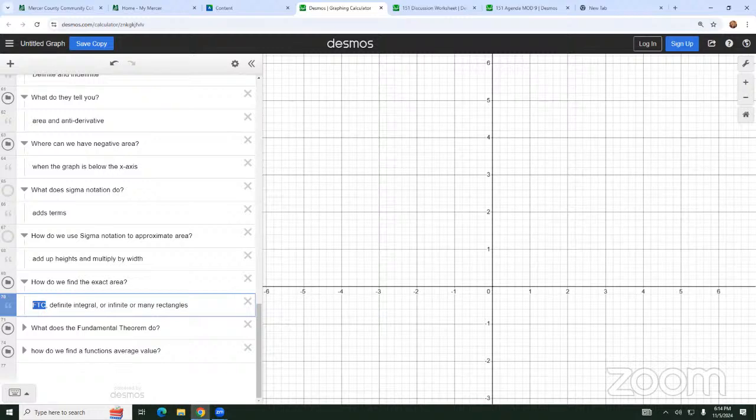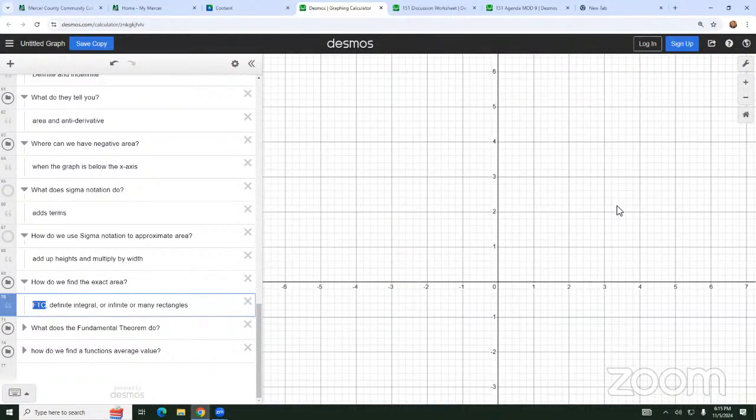I can read it. Jonathan, go ahead, read it. It relates definite integrals to indefinite integrals.